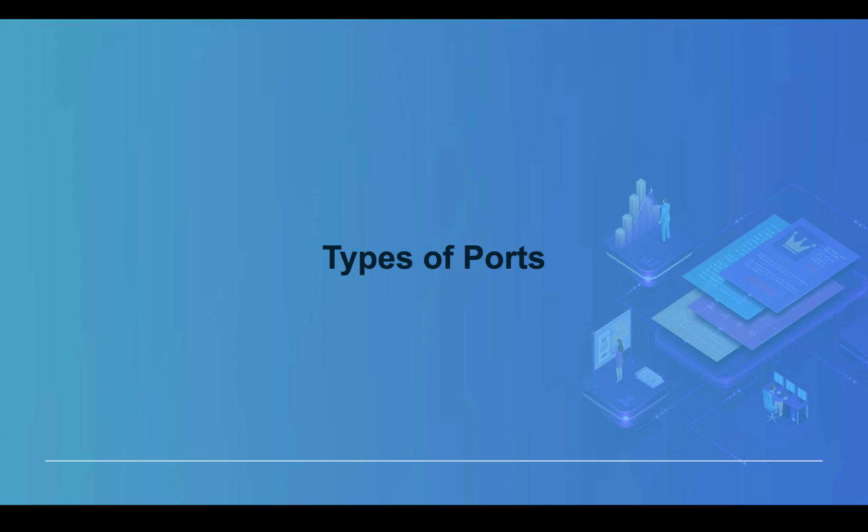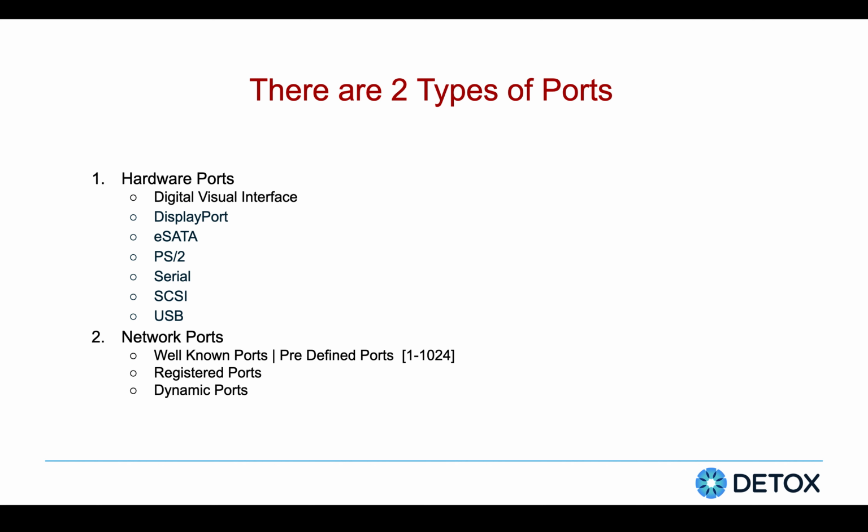Now, let's define the ports according to our usability and functionality. So basically there are two kinds of ports. First one is a hardware port, that is computer ports which can be touched, that is tangible, and which can be seen, like digital visual interface port, display port, eSATA port, PS2 port, serial port, SCSI port, USB port. And the second one is a networking port. These are neither tangible nor visible to you because they are virtually or digitally present inside the system.